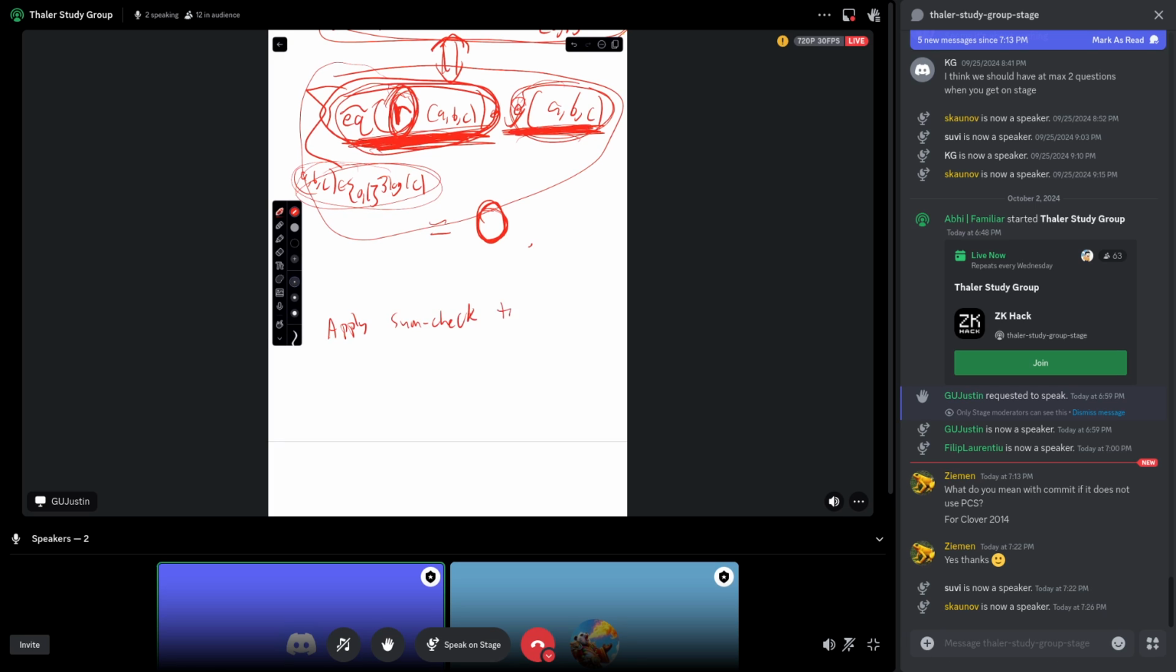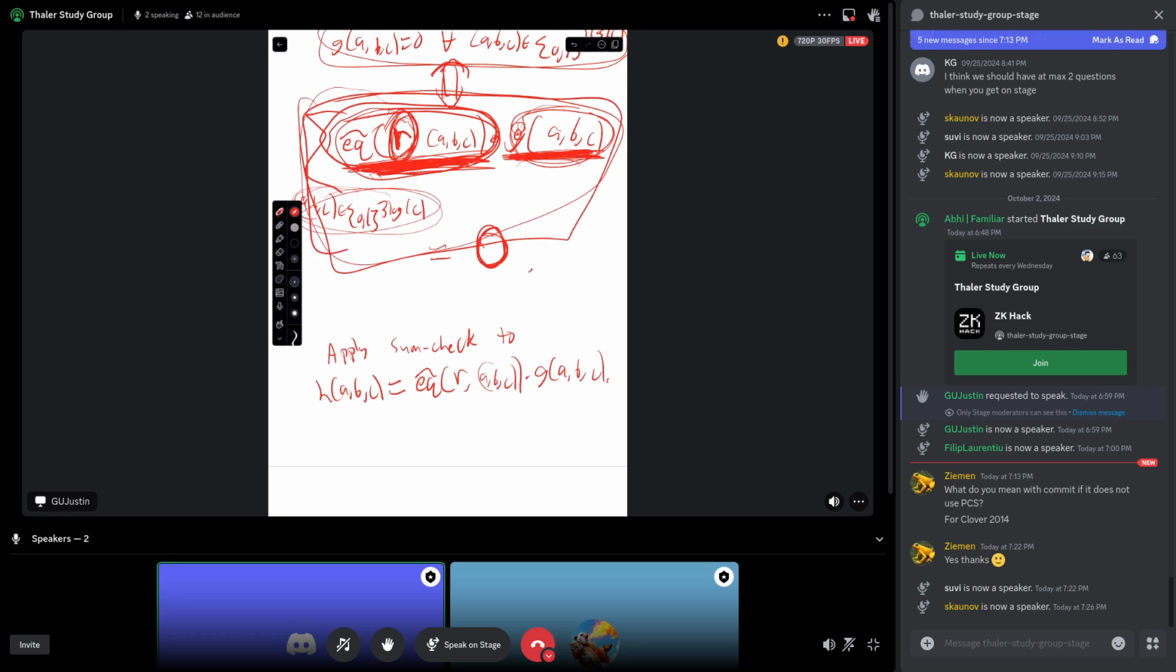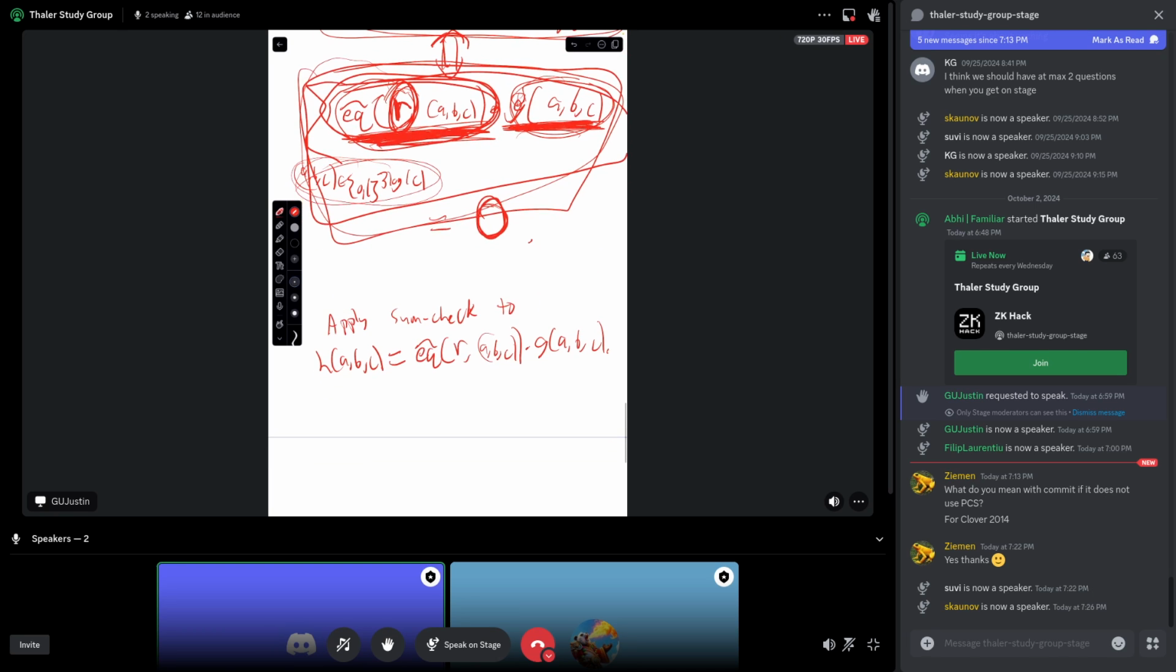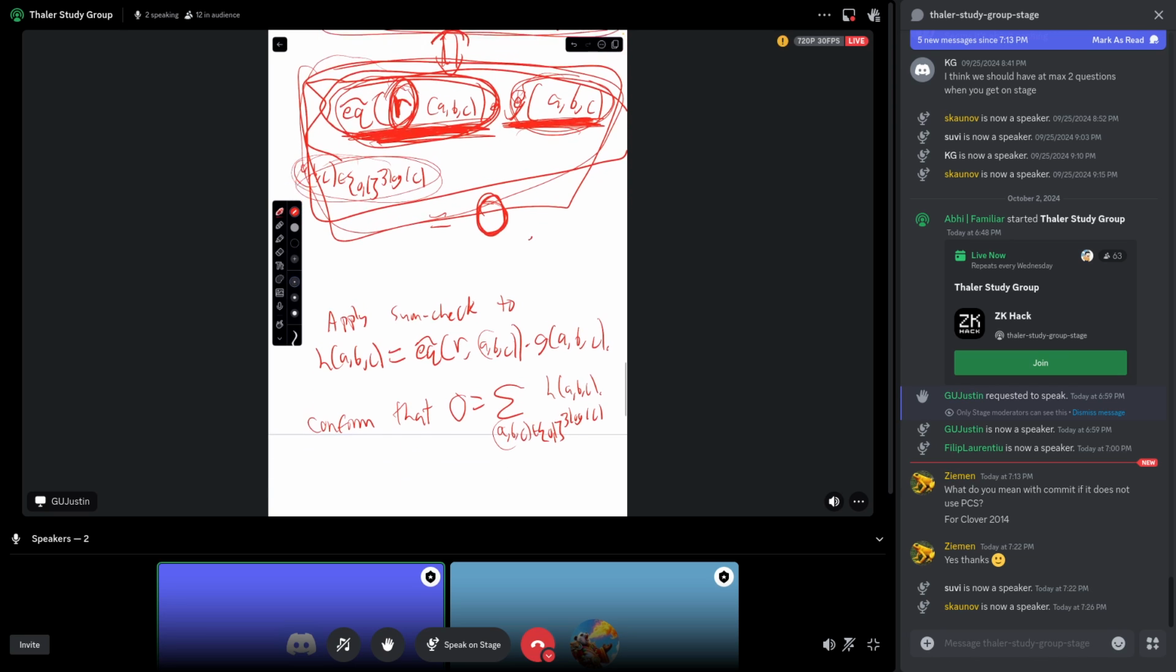So that's what happens in Clover: you apply sum check to the polynomial h(a,b,c), defined to equal eq twiddle of (r,a,b,c) times g(a,b,c). That will compute this big sum that I'm circling in red, and confirm that 0 indeed equals the sum over all a,b,c in {0,1}^(3 log circuit size) of h(a,b,c). That's it. That's Clover.